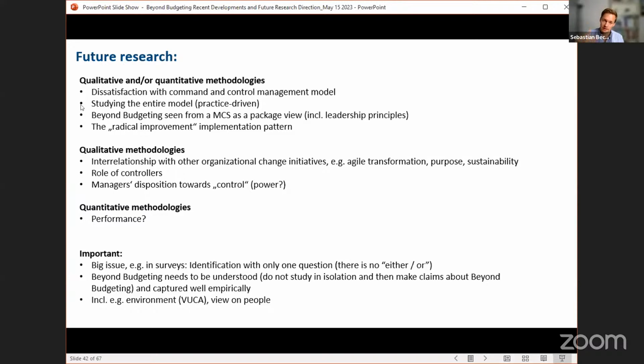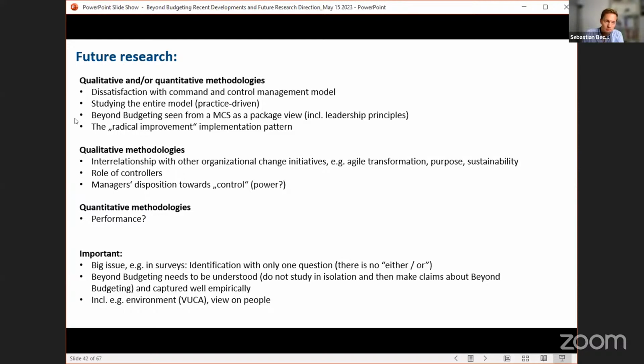Yeah, then in a very much kind of domain theory thinking, so really practice driven, well, still studying the entire model, right? So that can be interesting, just really saying what does it look like, and really the entire model, right? Not studying it in isolation, but really as an entire model.